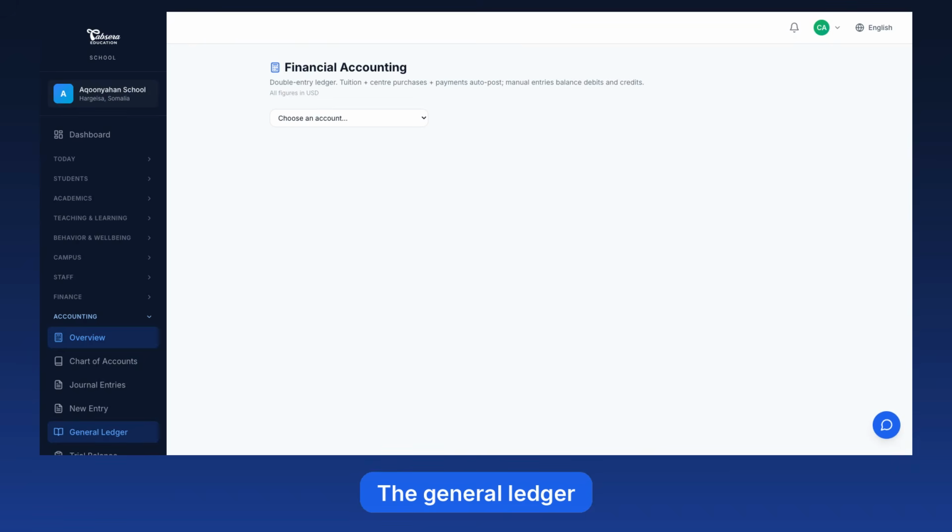The general ledger is the same postings organized per account. Pick an account, your fee income, say, and you see every movement that built its balance, in order. This is the view an auditor asks for when they want to know how a number came to be.